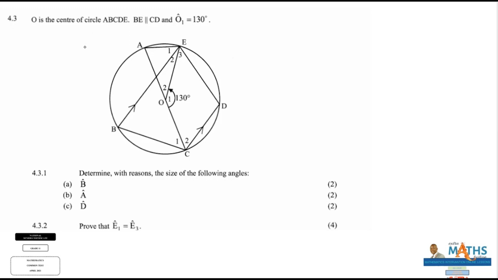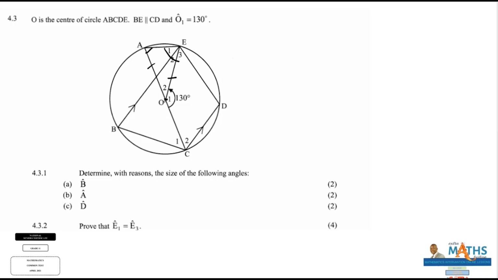O is the center of the circle. There is O, which is the center of the circle. It means OE is a radius and OA is also a radius. It just indicates that this angle is equal to this angle, just in case they want you to use those principles.